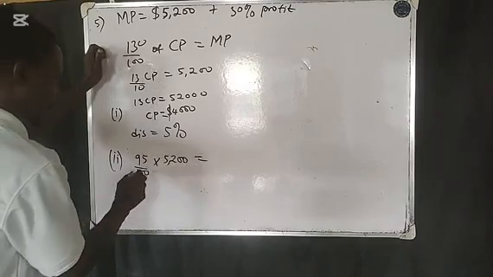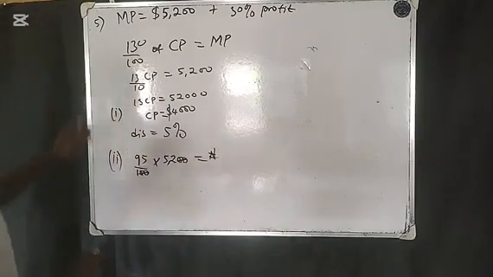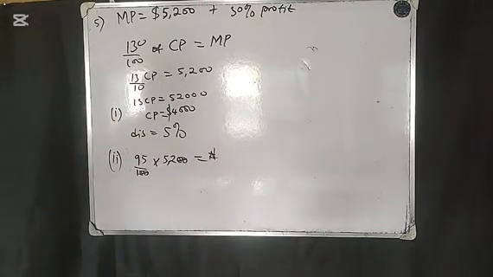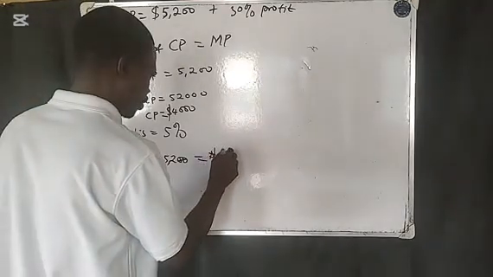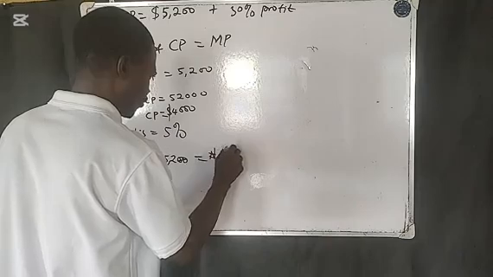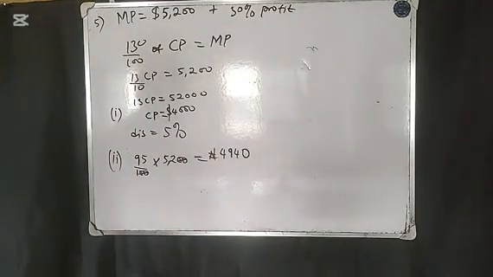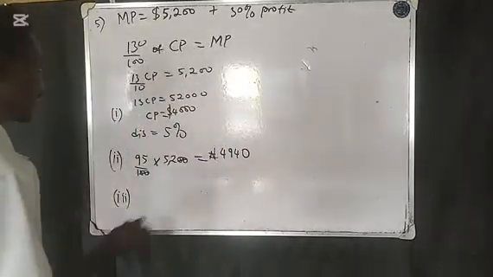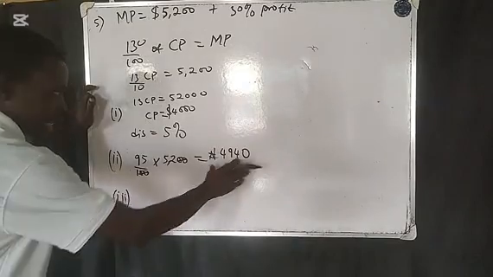Can you give me the value? This 20 will cancel this 20. So this is the amount the guy paid: 95 times 52. The guy paid $4,940. This is the amount he paid because of a 5% discount.